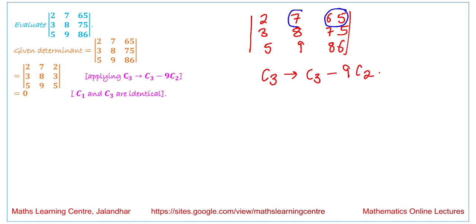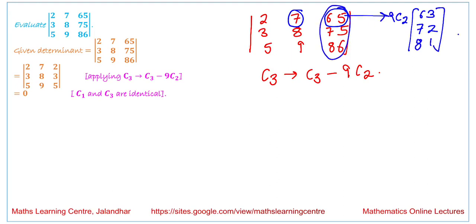If we multiply column 2 with 9, column 2 will become 63, then 72 and then 81. Now if I subtract these values from this column, this will be equivalent. When we were talking about matrices, we were writing that the matrix A will be equivalent to another matrix when we apply an elementary row or column operation.